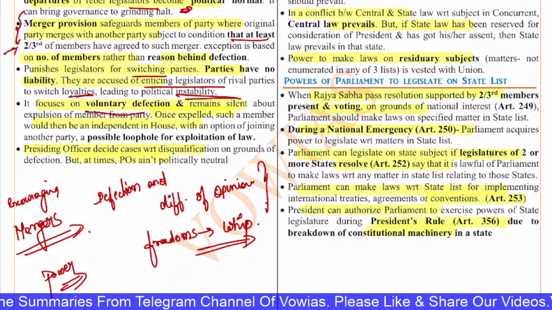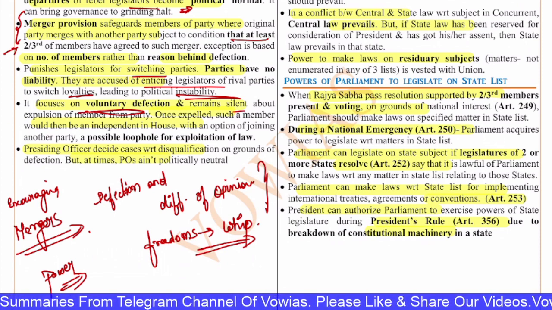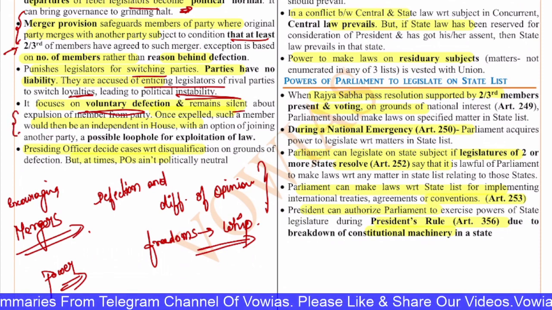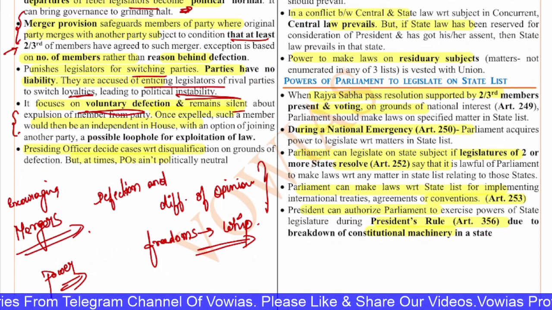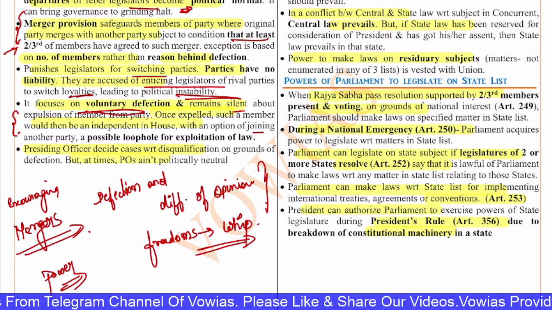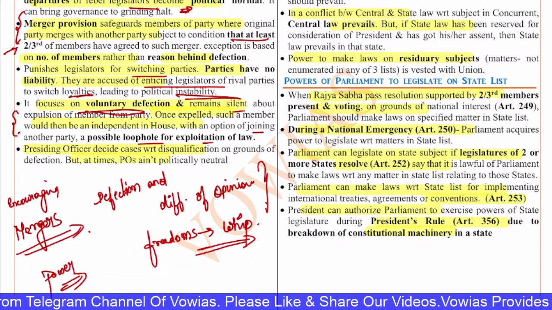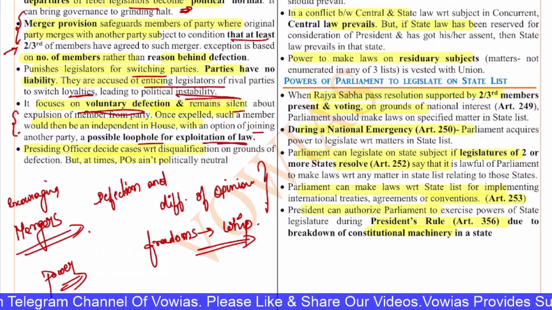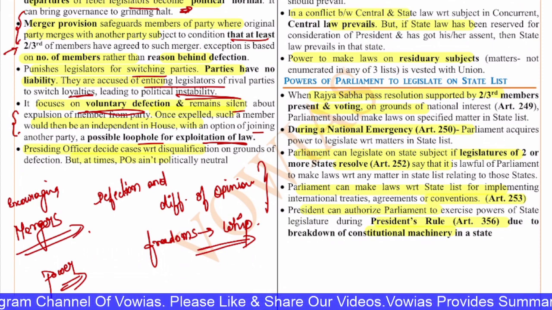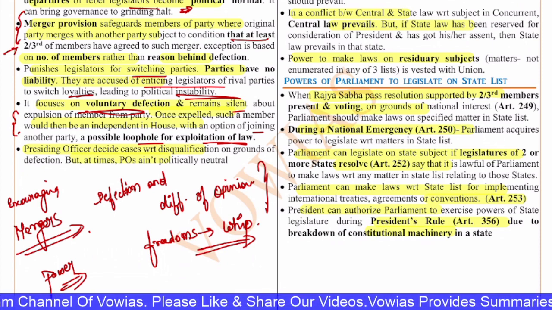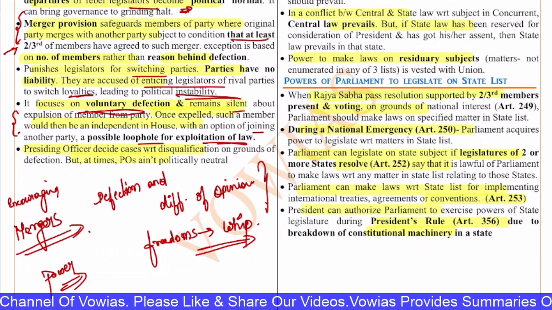It focuses on voluntary defection and remains silent about the expulsion of members from the party. Once expelled, such a member would be an independent in the House with an option of joining another party, a possible loophole for exploitation of the law. So after expulsion, the person will be an independent member, and then he can join another party very easily. This is another loophole in the law.